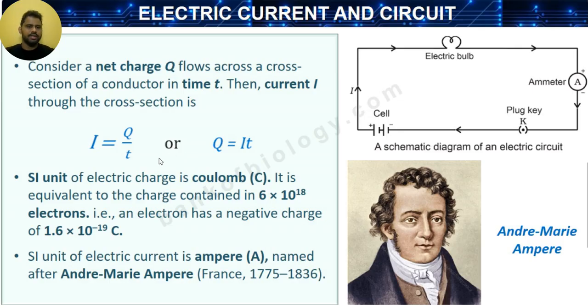The same formula can be written as Q is equal to IT, where I is the current and T is the time in seconds. The SI unit of electric charge is coulomb. It is equivalent to the charge contained in 6 into 10 to the power 18 electrons. An electron has a negative charge of 1.6 into 10 to the power minus 19. And as I said, the SI unit of current is ampere, named after the scientist Andre-Marie Ampere.